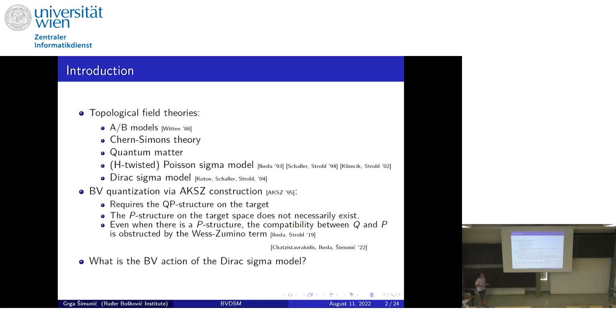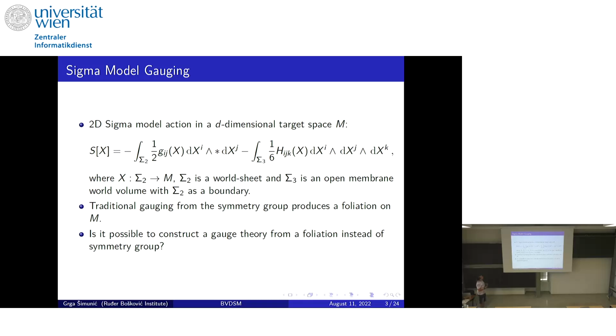First, I'm going to introduce the Dirac sigma model through the gauging of a two-dimensional sigma model. In general, we have a string model that propagates in the target space M, generally some d-dimensional space, that has background fields of the metric G and the Wess-Zumino term H. Here we have the maps X from the world sheet sigma 2 to the target space M, and sigma 3 is a world volume that has sigma 2 as a boundary, as is standard for the Wess-Zumino term.